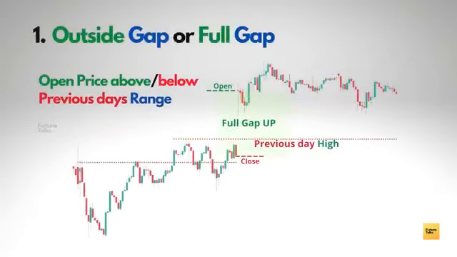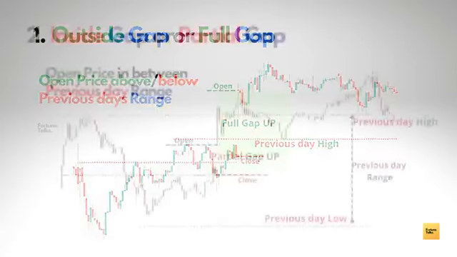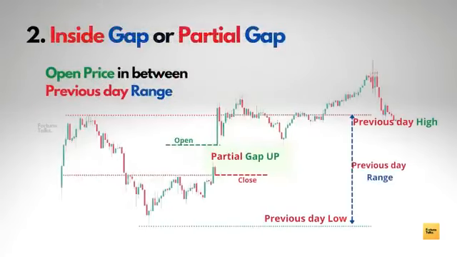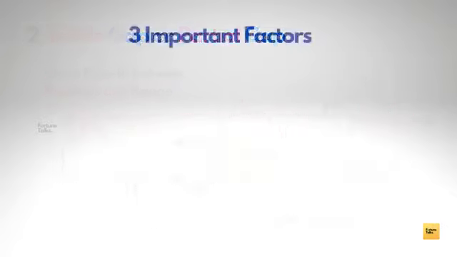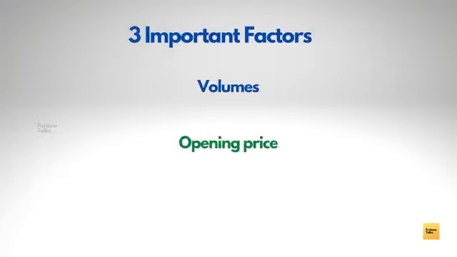Now this happens when the market opens outside the previous day range. That is, the candle opened outside the previous day high or low for a gap up or gap down respectively. And the second type of gap is an inside gap or a partial gap. In this case, the market opened inside the previous day range. That is, in case of a gap up, the candle opened above the previous day close but not above the previous day high. So there are three main factors we have to monitor to determine whether the gap is real or a trapped gap. These three factors are the volume, opening price, and the pullback to a particular level.